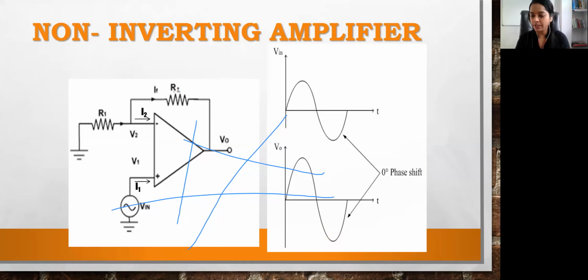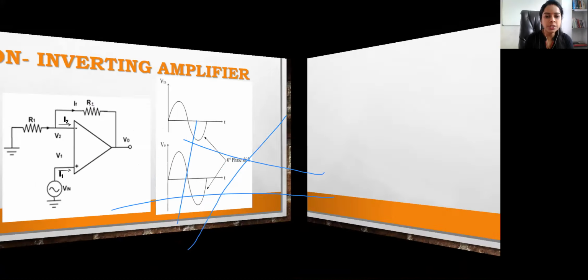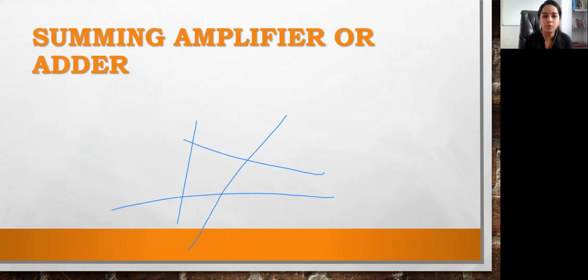So this is how the output and the input signal look in a non-inverting amplifier. You will not have any phase shift over here. Whatever you give at the input, you will have an amplified output at the other end. Here it is written 0 degrees phase shift, which means there is no phase shift. Both output and input are in phase with each other. So this is how the non-inverting amplifier looks.